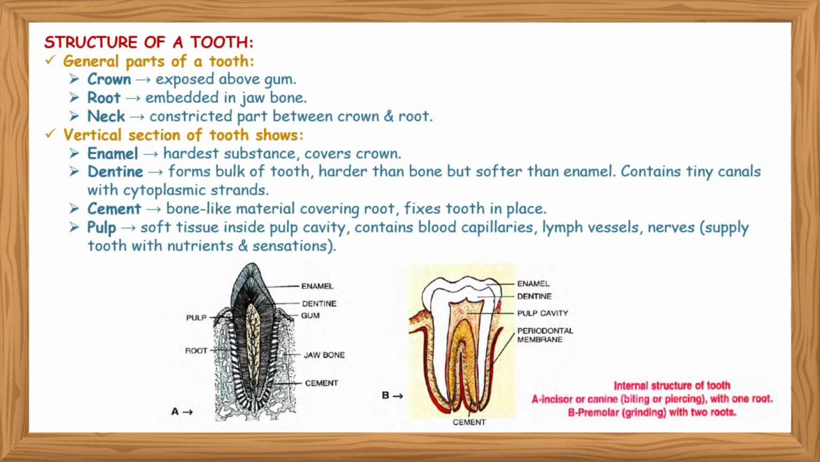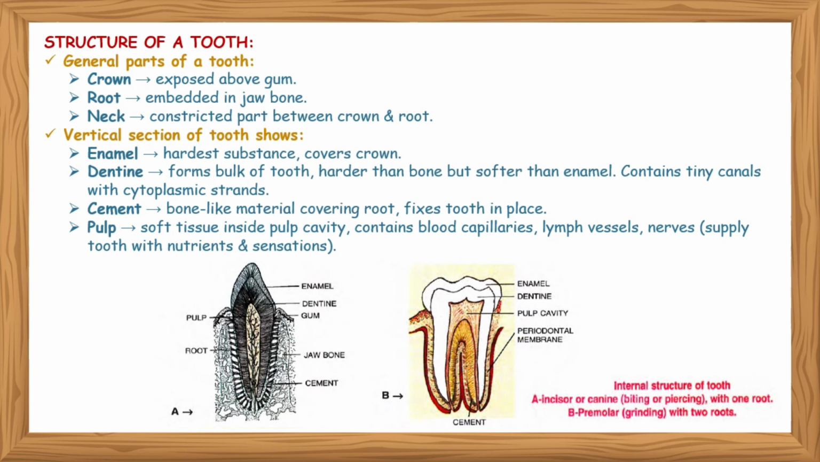Structure of a tooth, general parts of a tooth: the crown, which is exposed above the gum; the root, which is embedded within the jawbone; and the neck, the constricted part between crown and root. Vertical sectioning of the tooth shows enamel, the hardest substance, which covers the crown. Dentine forms the bulk of the tooth, harder than bone but softer than enamel.